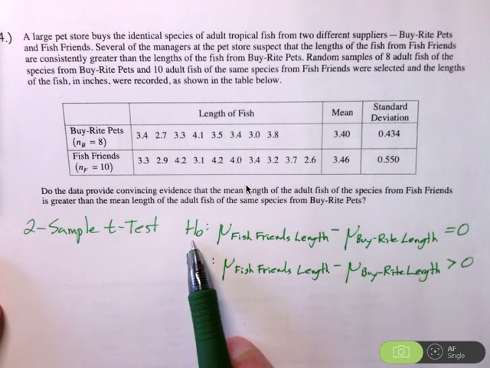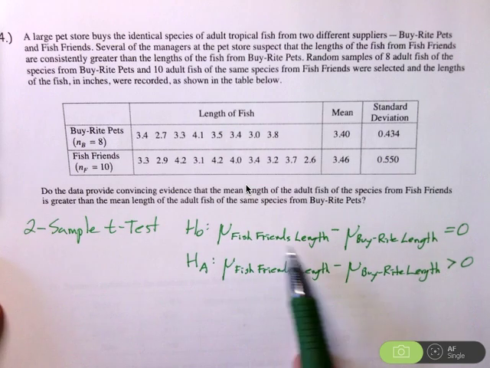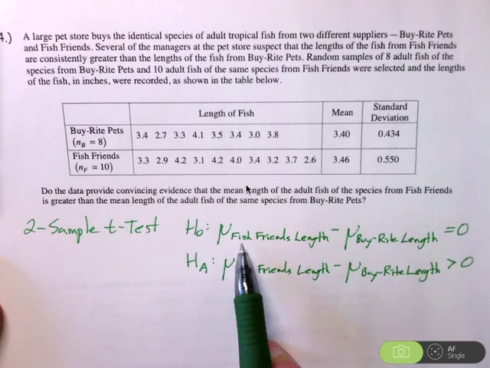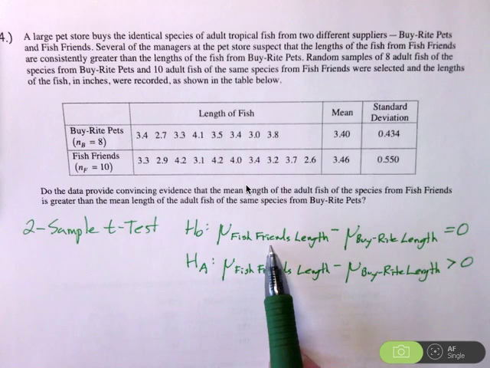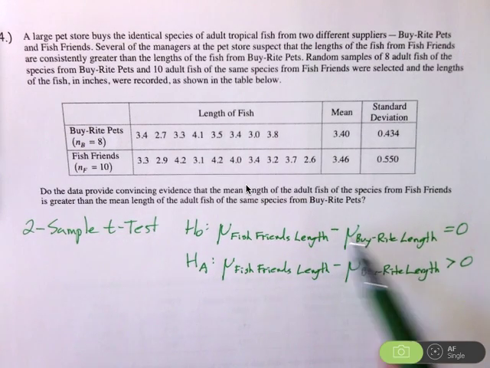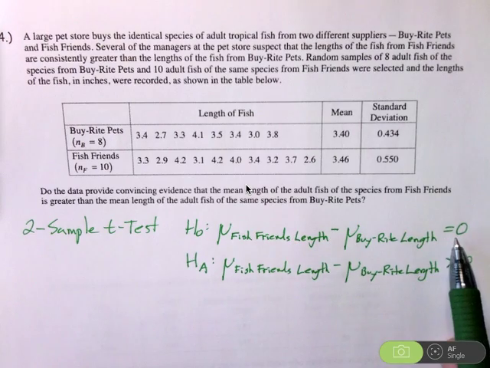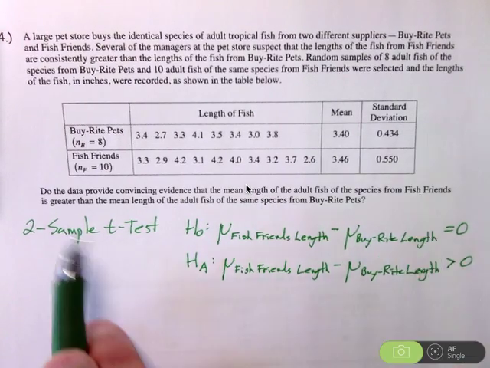So the null hypothesis would be that the mean Fish Friends length, and it's important that you use some kind of a subscript, some type of way of identifying which parameter is which when you write the hypotheses. So this is the mean length from Fish Friends minus the true mean length from Buy Right for this species, so that difference would be 0. So I'm looking for evidence that the mean length from Fish Friends is greater.